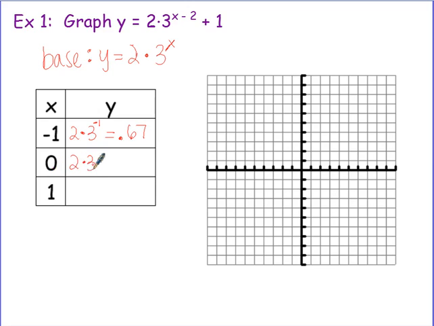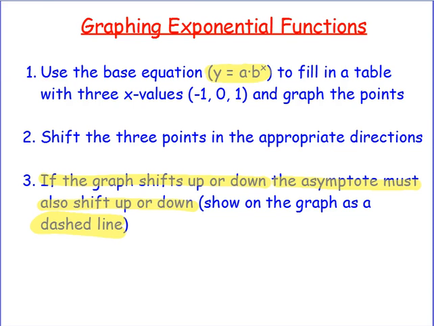We're going to do the same thing with 0. 2 times 3 to the power of 0. Your calculator, go ahead and type that in. You should get the number 2. Finally, if we type in a 1, 2 times 3 to the power of 1, yes, your calculator should give you a 6. So these are your 3 base points. As it says in the directions, use the equation to fill in a table, then graph those points.